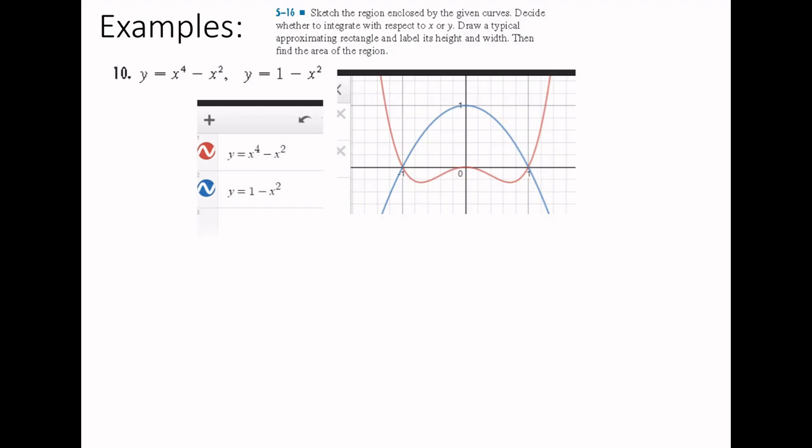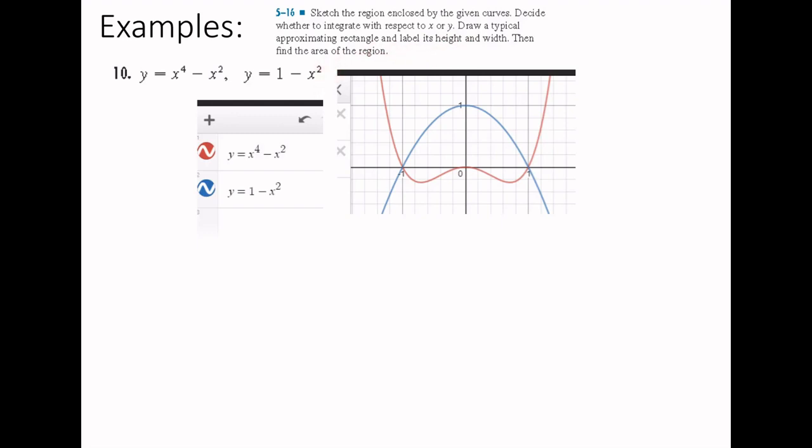Okay, so let's look at some examples. All right, so I graphed this on Desmos, so I would imagine you guys are probably going to graph these on your calculator. The directions say to sketch the region enclosed by the given curve, so here it is. Decide whether to integrate with respect to x or y. We'll look at both. Draw a typical approximating rectangle. That's one thing we're not going to do. Label its height and width. And then we're going to find the area of the region.